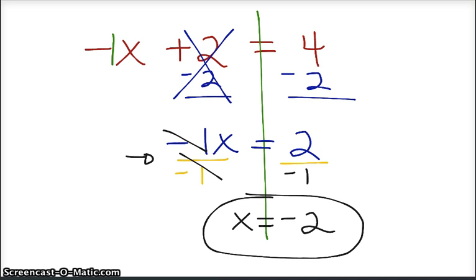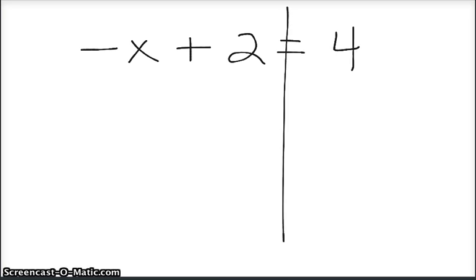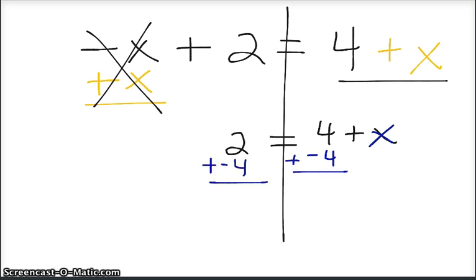Now, I'm going to work this out one more way so you can see if you like this other way better. So I have negative x plus 2 equals 4. I'm going to draw my line down. Instead of having a negative x on that side, maybe I want to get rid of that. So I'm going to add a positive x to this side, and I have to do that over here as well. Well, that cancels. So I have 2 equals, then on this side, I still have 4 plus x. Now I want to get this x by itself. So to get rid of this 4, I'm going to add a negative 4 to both sides. That cancels. So I have x equals negative 4 plus 2, which is negative 2.